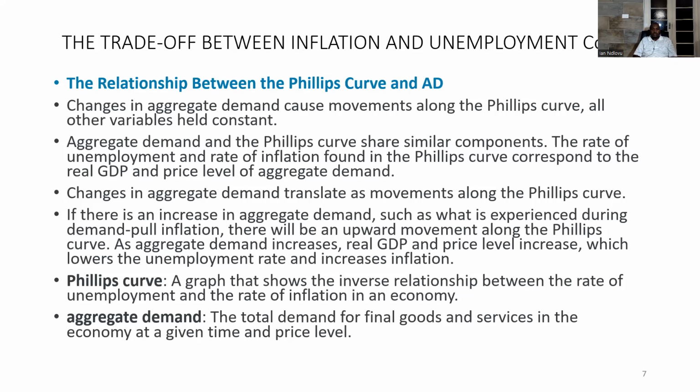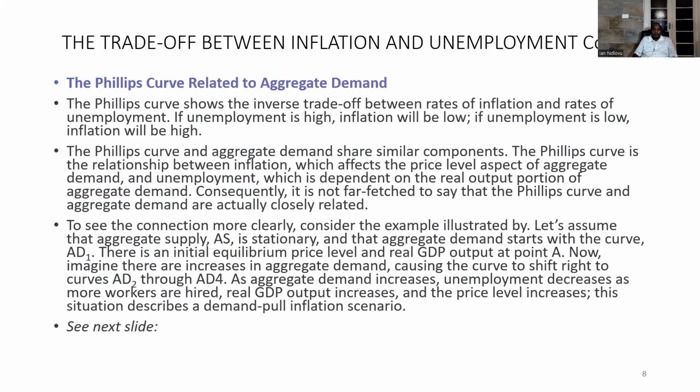The schedule which shows a locus of points where the coordinates are your equilibrium national income and the general price level. So what I was describing, the movements along the Phillips curve associated with changes in your aggregate demand, is depicted on slide number 9.